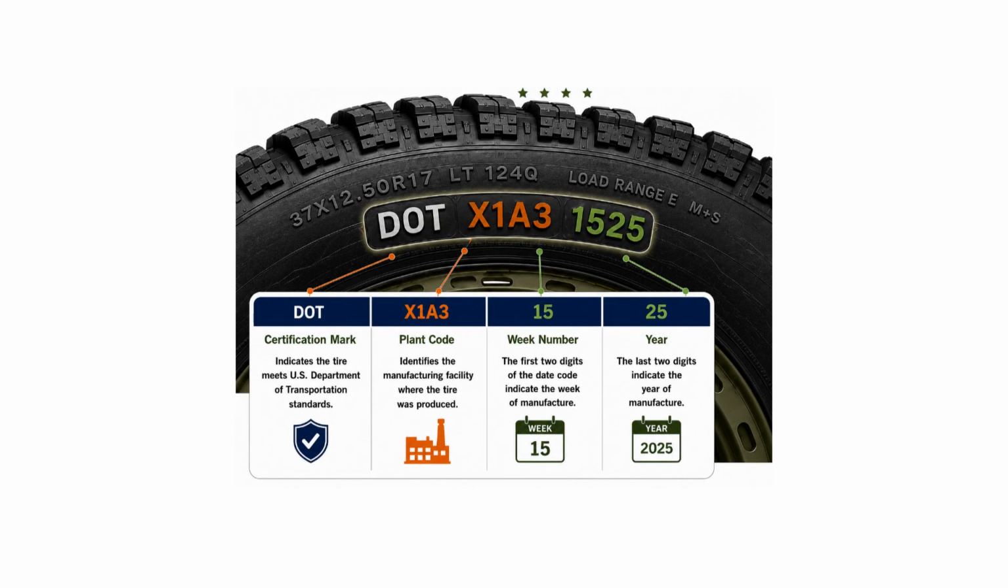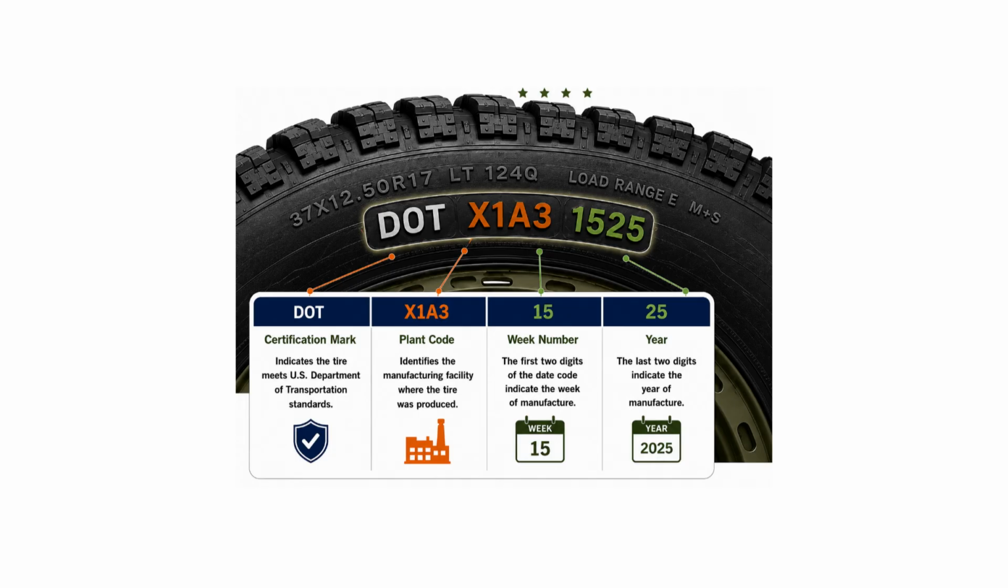The DOT code provides important traceability and manufacturing information about a tyre. In this example, the code begins with the letters DOT. This is the certification mark indicating that the tyre meets applicable United States Department of Transportation requirements. The next section, shown here as X1A3, represents identification information with the tyre's manufacturing source. This includes the plant code and may also include additional manufacturer or tyre-specific identification characters.